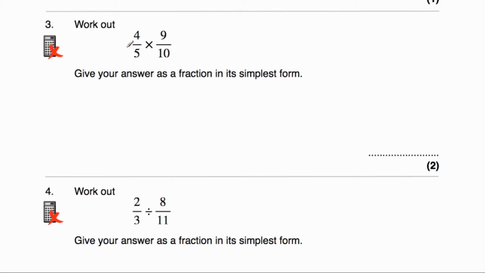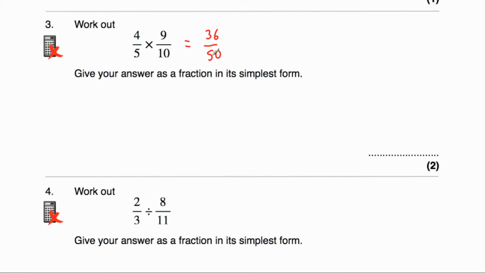Question number 3, we've been asked to work out 4/5 multiplied by 9/10, and we've been asked to give our answer in its simplest form. So we're going to multiply the numerators and multiply the denominators. 4 times 9 is equal to 36, and 5 times 10 is equal to 50. So that means that 4/5 multiplied by 9/10 would be 36/50.